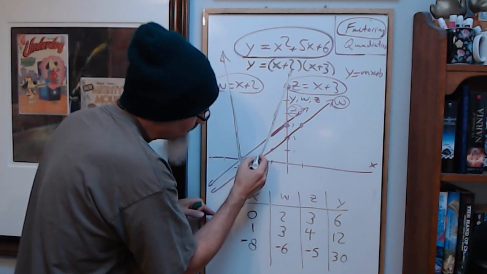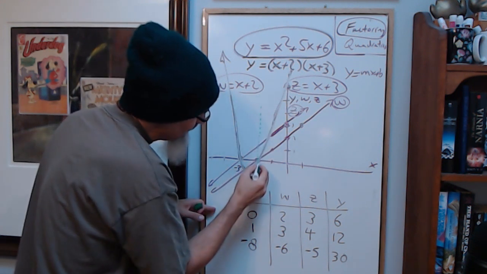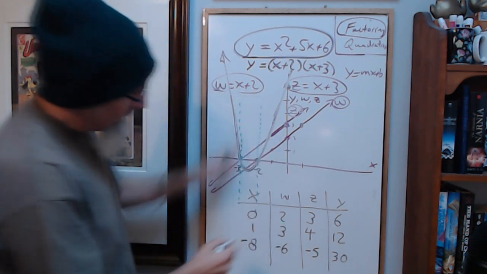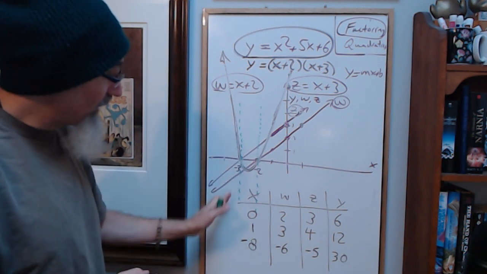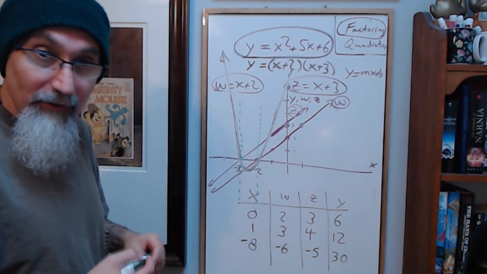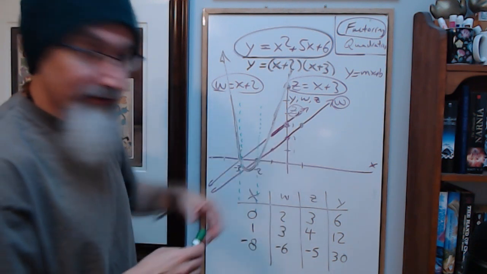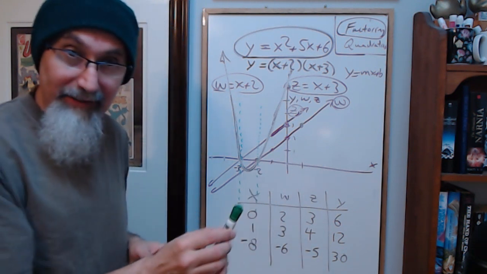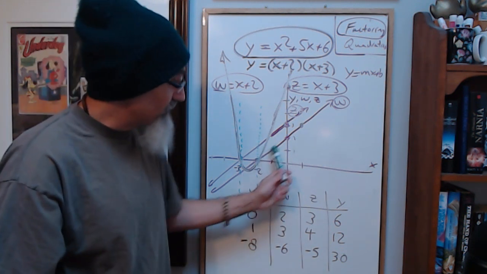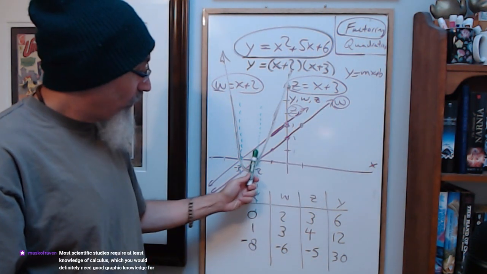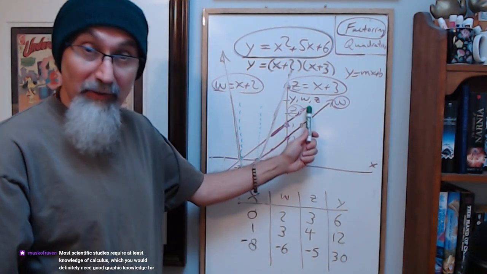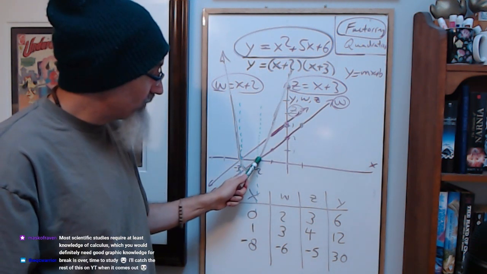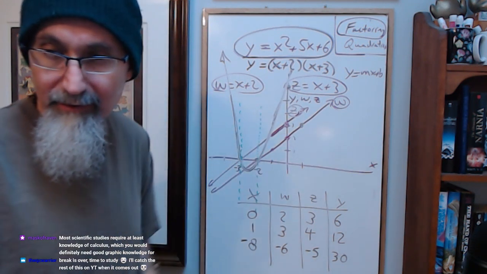So take a look at this point. Let's extend this up, and let's extend this up. This is basically the line x is equal to negative 2, and this is x is equal to negative 3. If you look at these functions, on this side of x equal to negative 2, w is positive because it's above the x-axis. Z is positive because it's above the x-axis. So positive times a positive gives us a positive. So we're above the x-axis, right?